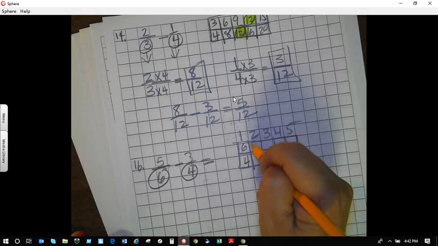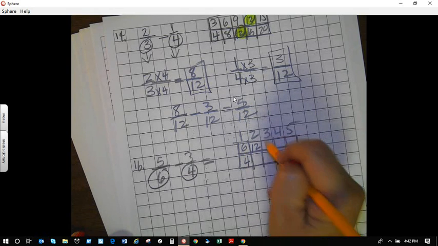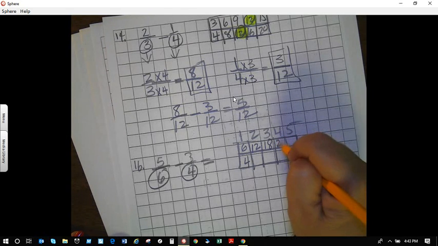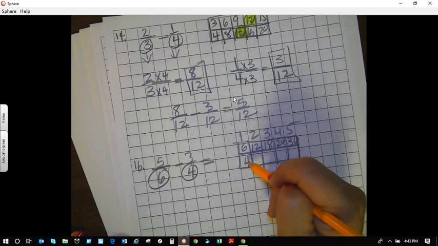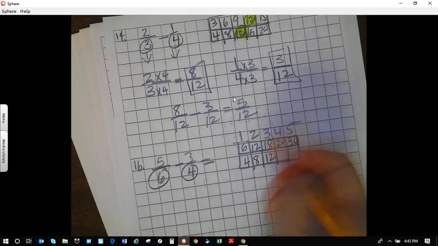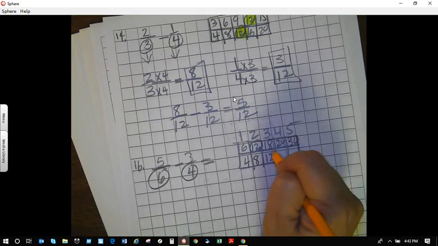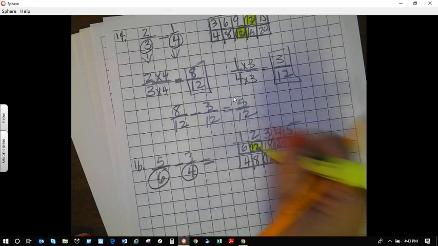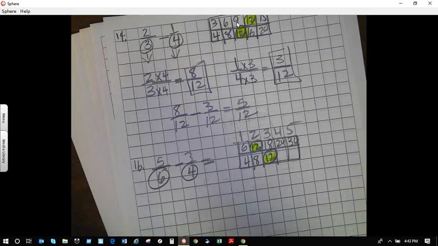6 times 2 is 12. 6 times 3 is 18. Okay, I'm going to stop right there. I can do 24 and then 30. 4 times 2 is 8. 4 times 3 is 12. I just heard a 12. So there's a 12 and a 12. So that's my lowest common multiple.